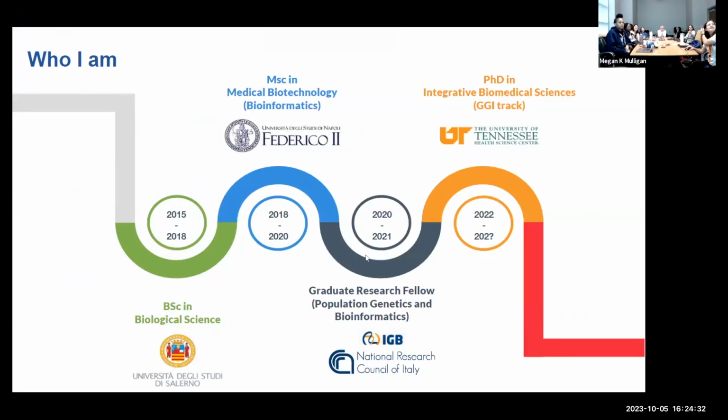So I am Flavia Villani. I come from Italy, and I received a bachelor degree in biological science, then a master degree in medical biotechnology, and I started to learn about bioinformatics. And then I did one year as a graduate research fellow in this lab, and I started to learn about Pangenome. That is my research field now. And then I started the PhD. This is my second year, so I'm finishing my second year.